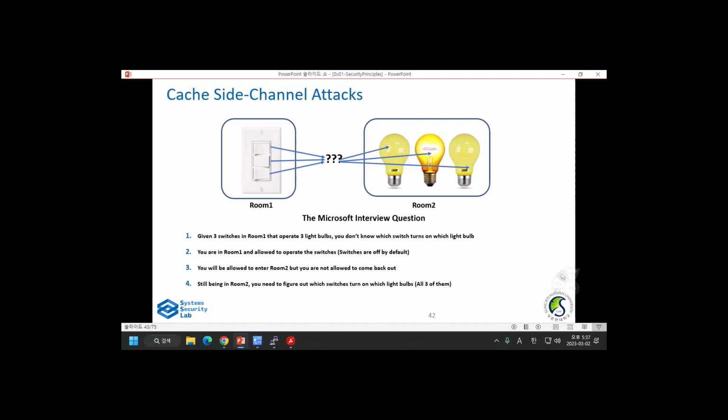Oh, you cannot see the light bulbs in room 1. So room 1, you only have the switches. And all of them are off? Yeah. Okay. So you have to switch it in room 1. Professor, is it a traditional light bulb or a modern light bulb? What difference does it make? Traditional light bulb can be very hot. But I would say traditional.